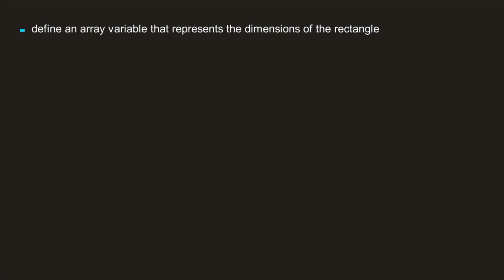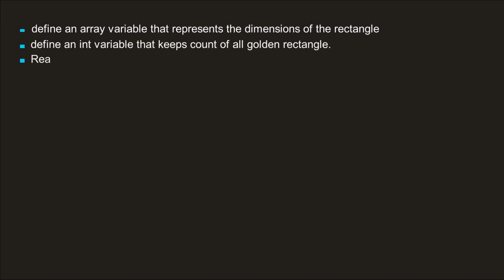So our algorithm is quite straightforward due to the fact that the problem is quite a simple one. Now we have on our screen, at first we have to define an array variable that represents the dimensions of the rectangle. I'm using an array in this case because the dimensions of the rectangle are 2 values. I don't want to use 2 different int or double variables for this, so I'm just making use of an array that is called dimension. So we define an int variable that is going to keep count of all the golden rectangles, and then we read the number of test cases, which should be the very first input from our input source.